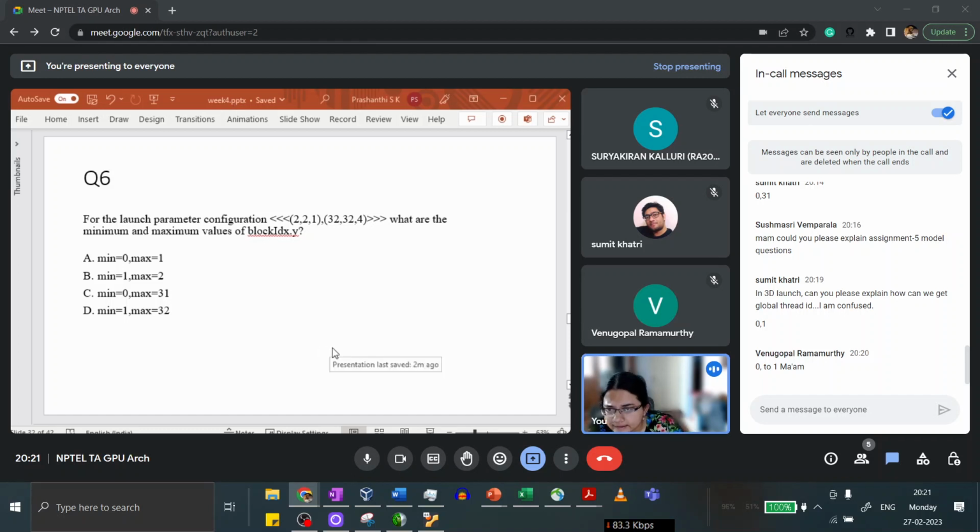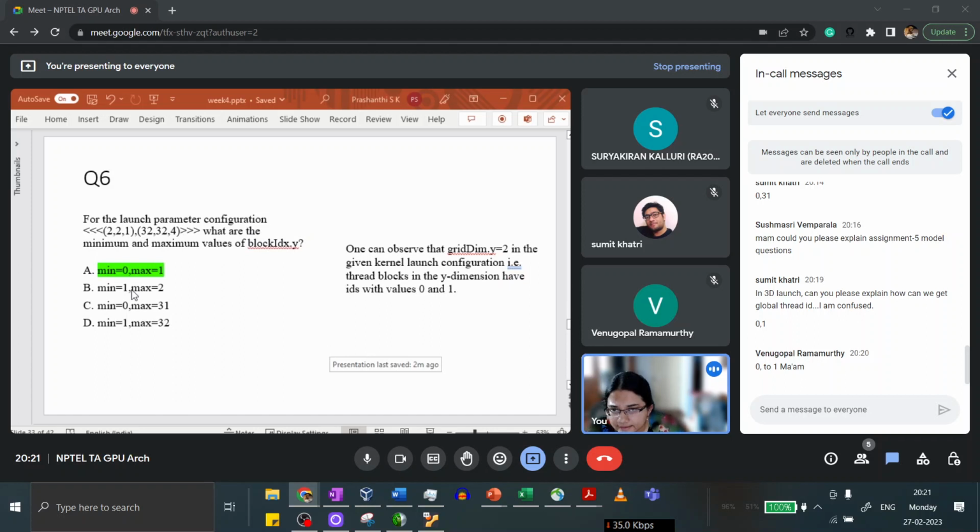Okay, let's look at the answer for this. It is 0 to 1. So grid dimension dot y is 2, as you can see from here. So again, thread blocks in the y dimension would have IDs with values 0 and 1.